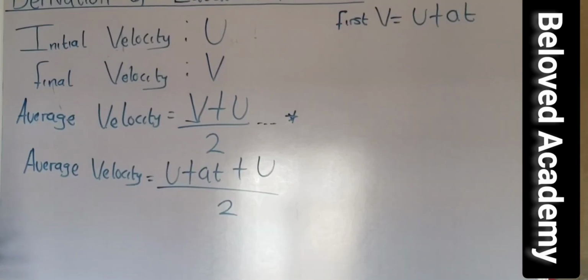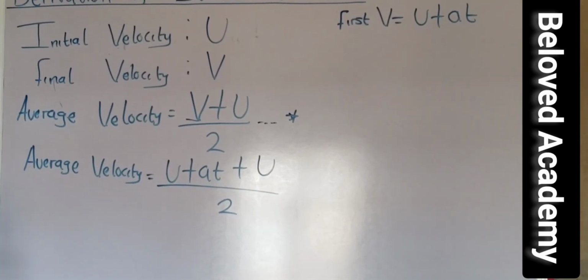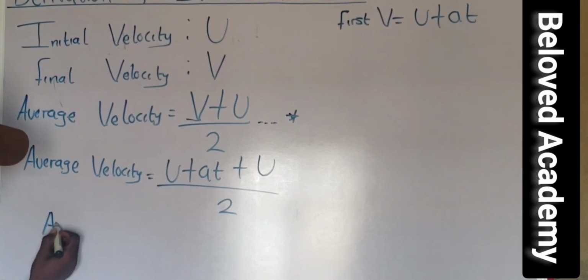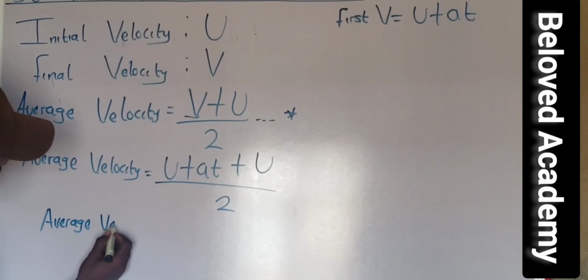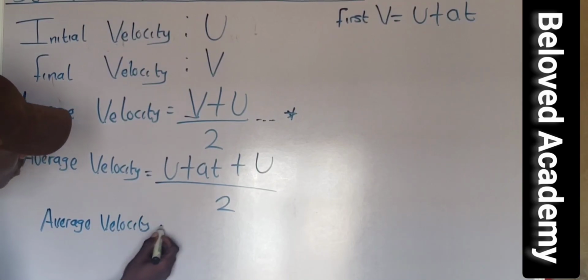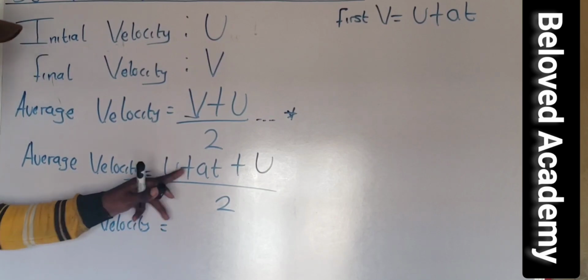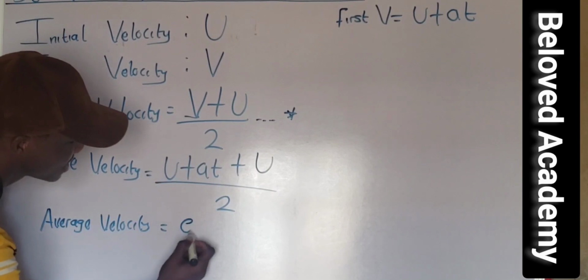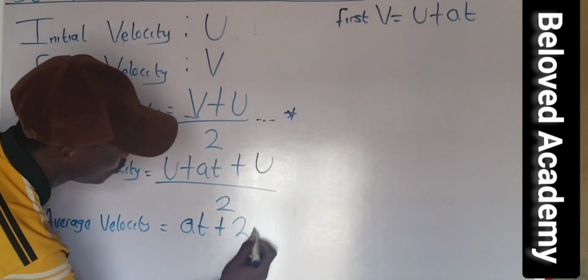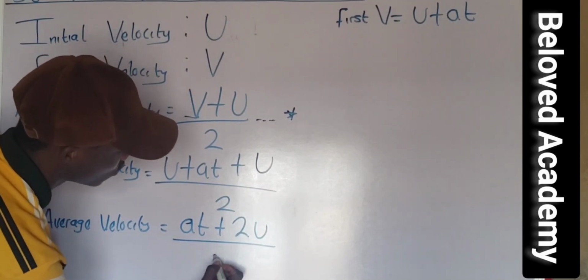Okay, the next step is to collect like terms. So I'm going to have average velocity equals... now we have u here, we have u here. I can sum this u and this u. So I'm going to have at plus 2u all over 2.